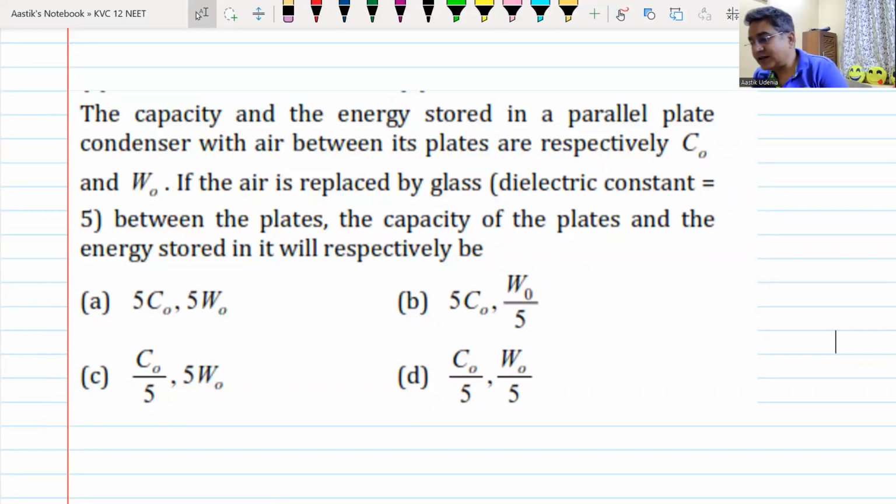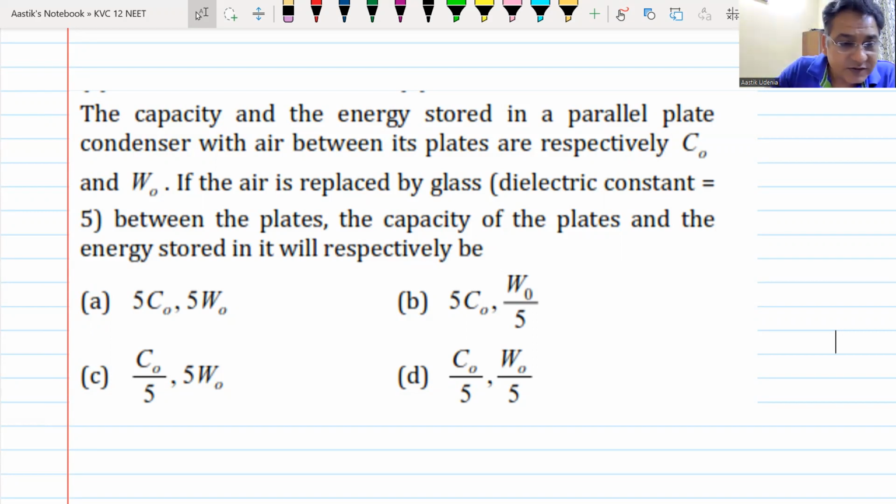The capacity and the energy stored in a parallel plate capacitor with air are C naught and W naught. If air is replaced by glass whose dielectric constant is 5 between the plates, the capacity, meaning capacitance, of the plates and the energy stored in it will be how much? Remember, nothing has been mentioned here, so we'll have to take it as the case where the battery is removed. Can I have your answers, please?